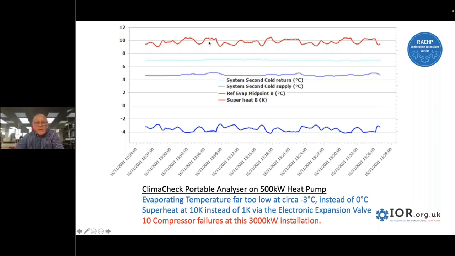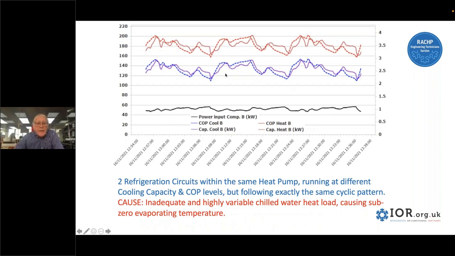Now we move on to the same heat pump. It's a twin circuit machine. And we have here at the bottom, the power input, which is at around just under, say, 60 kilowatts, 55 kilowatts or so on average. In fact, there are two power lines there. They're actually one superimposed on the other. Both compressors receiving the same chilled water source are behaving in the same power input method.